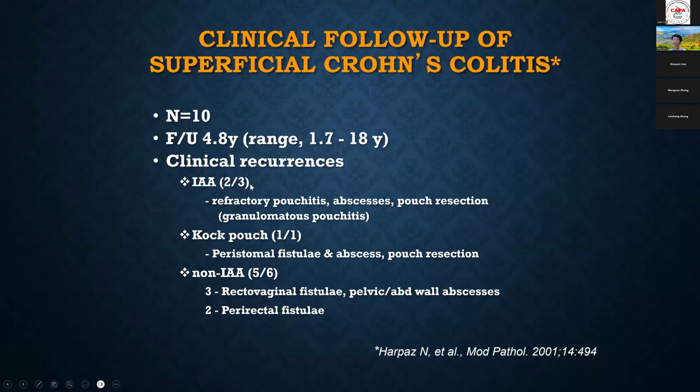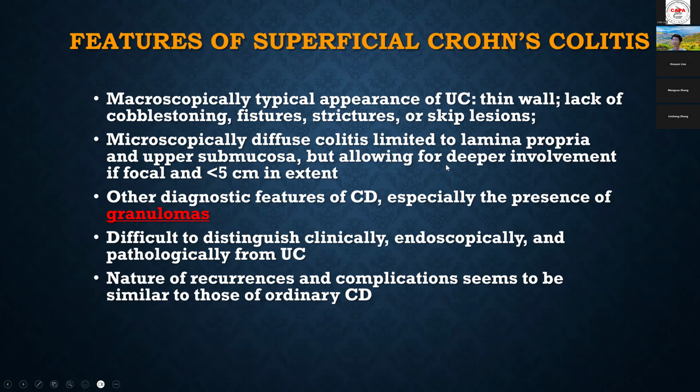What they saw is many of the pouches failed due to refractory pouchitis, sometimes perianal fistula, and then finally the pouch had to be removed. So biologically, this superficial Crohn's disease behaves like Crohn's, not UC. That's why this is categorized as Crohn's colitis. So the features we have already discussed: macroscopically, grossly, it looked like UC, right? It doesn't have any cobblestoning, fistula, stricture, or skip lesion.